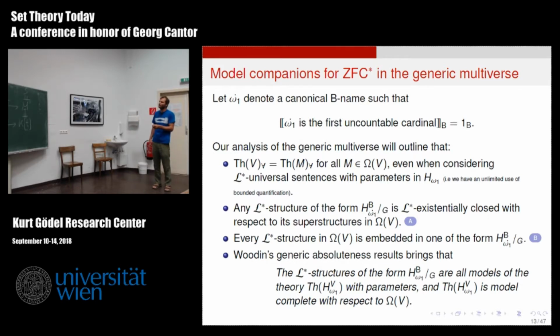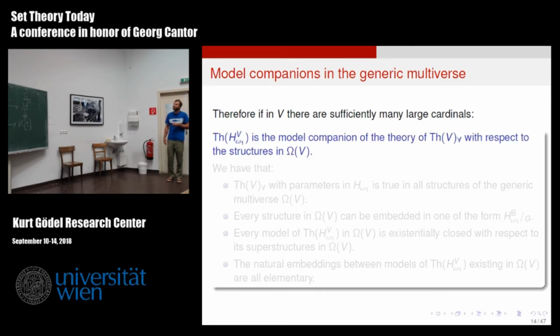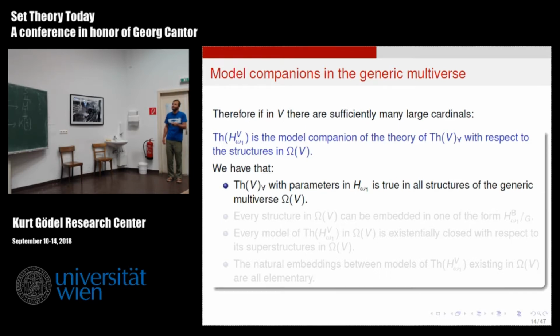Woodin's generic absoluteness tells us that those models always have the same theory of H omega 1, because you cannot change the theory of projective sets using forcing, assuming large cardinals. So these models are always the models of this theory. Okay, so it seems we are done. We have found the model companion of set theory, but just with respect to the structures which are in the generic multiverse. Okay?